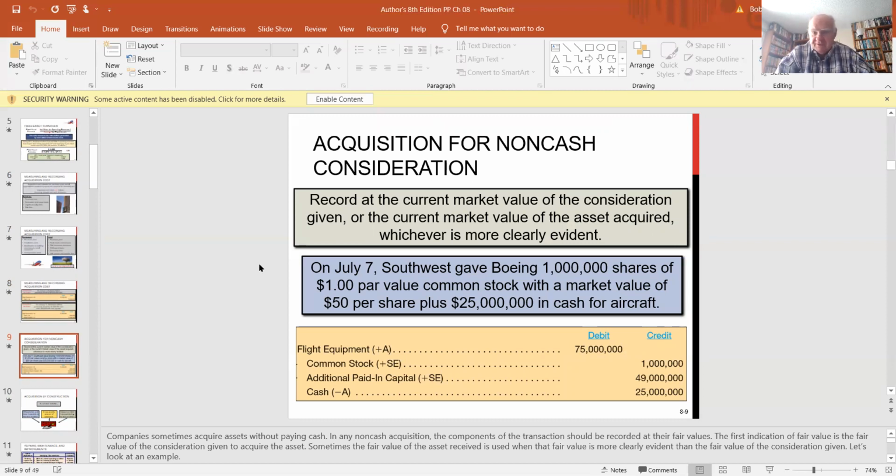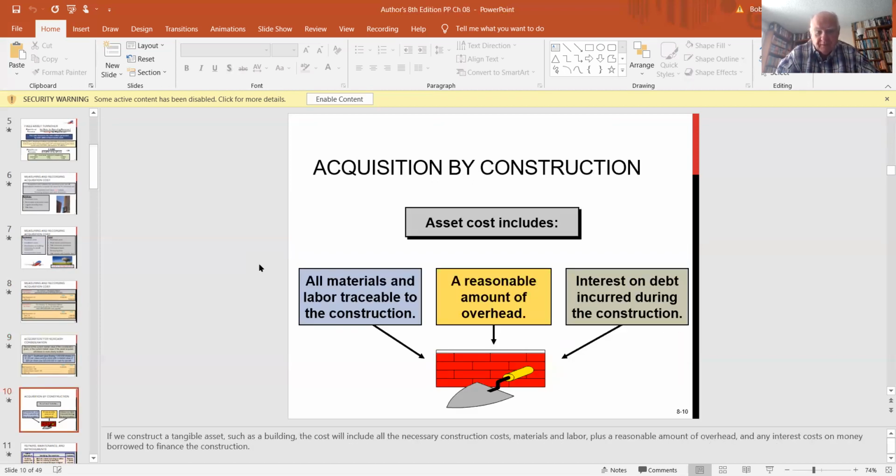Remember, wherever you see common stock on your financial statements, it's always going to be the par value multiplied by the outstanding shares. And the paid in capital is 49 million. So they're just showing you different ways you can swing the deal. Doesn't have to be all cash.